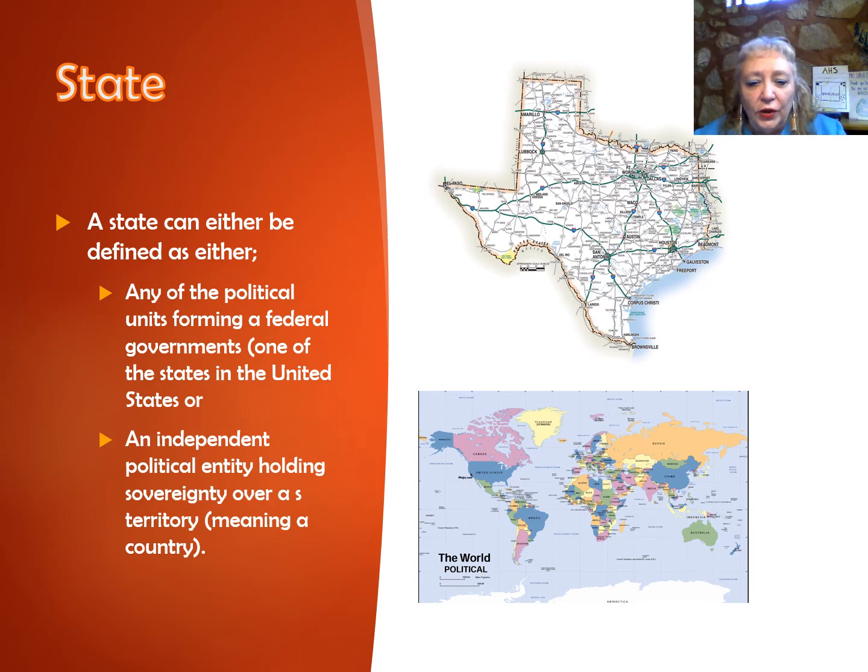One of the terms that you're going to have to become very familiar with is the term state. In geography, in political geography especially, state can mean 2 different things. It can either be a state, like the state of Texas, as you see on that map in front of you, or it can be used as a country. So it can be an independent political entity, like a country, a territory, or it can be part of a federal government, a state, like the United States.